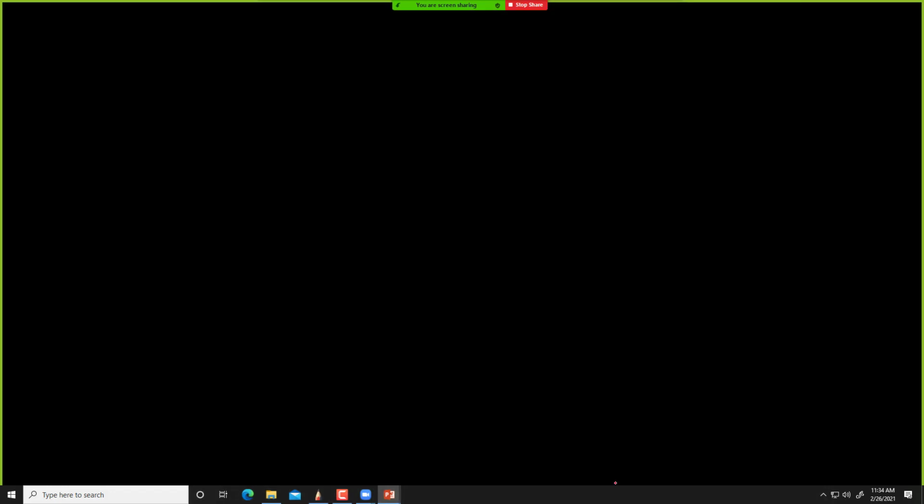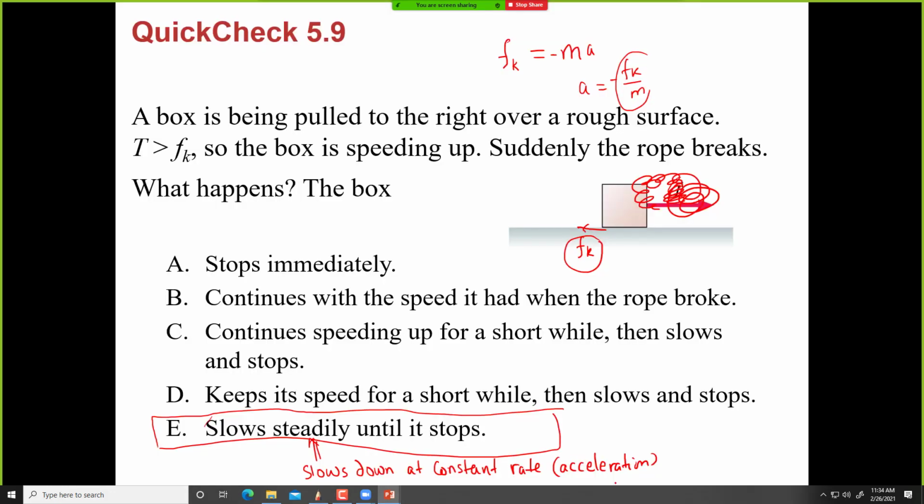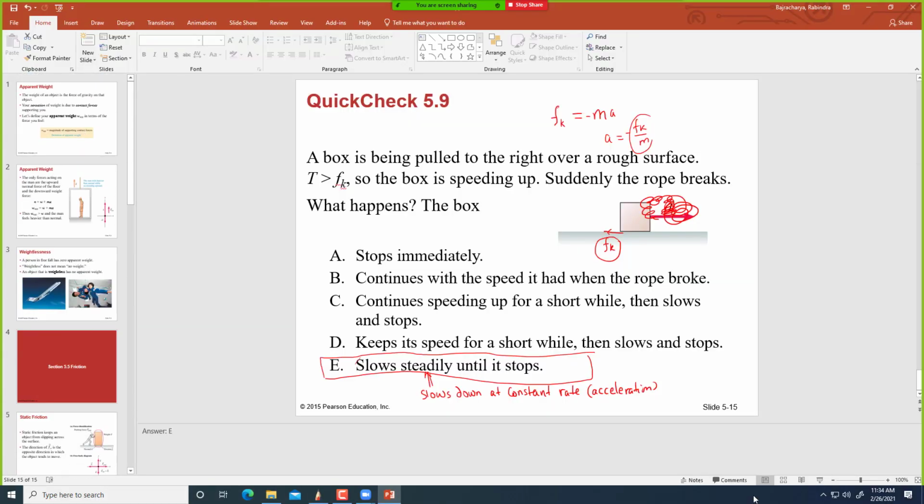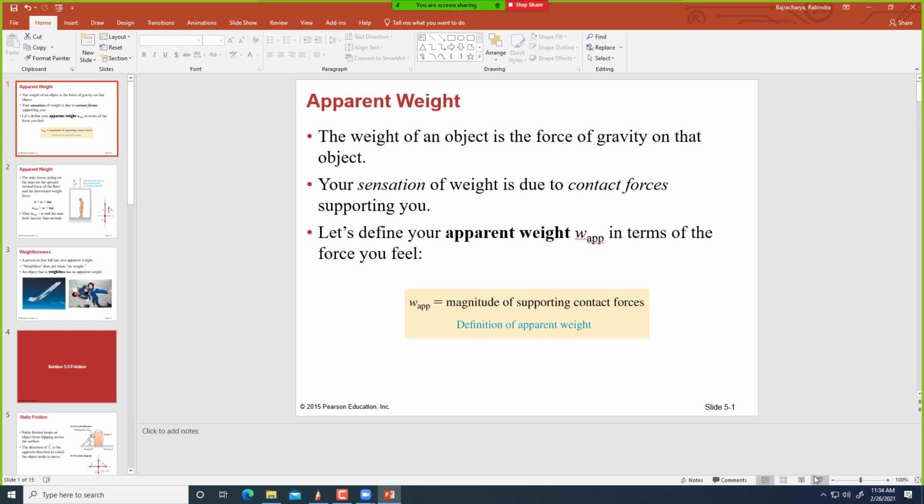Okay. So that's the friction. Let's talk a little bit about the sensation of weight. We all feel the sensation of weight or heaviness or lightness. Where does that come from, the sensation?